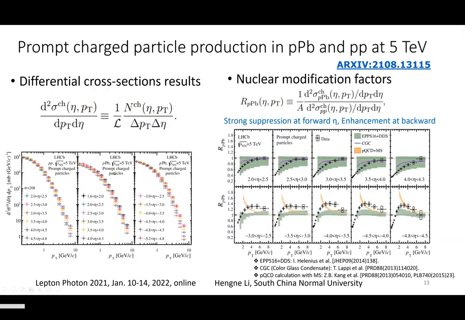So Hagne, just about 2 minutes left. Okay, yeah, it's about to finish.